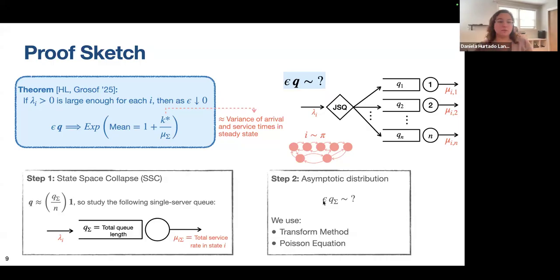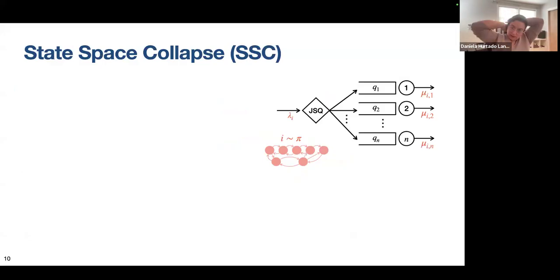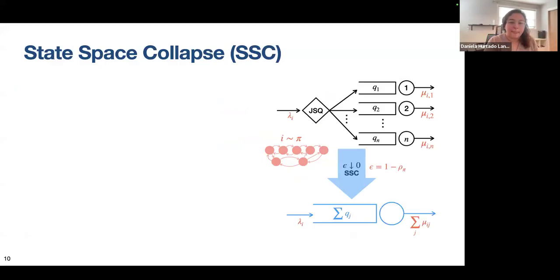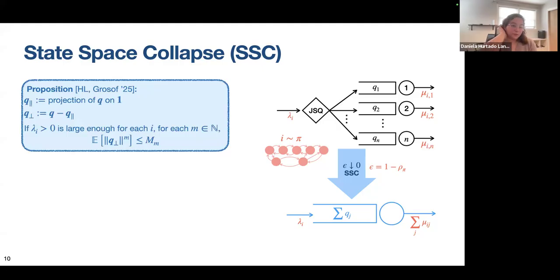All right, so let's move into the proof. First, state space collapse. As a reminder, we have this multidimensional system of n queues, and we're going to show that as the load increases, as epsilon decreases to zero, we can approximate that by a single queue where the queue length is the total queue length and the arrival and service rates are the total arrival and service rates.